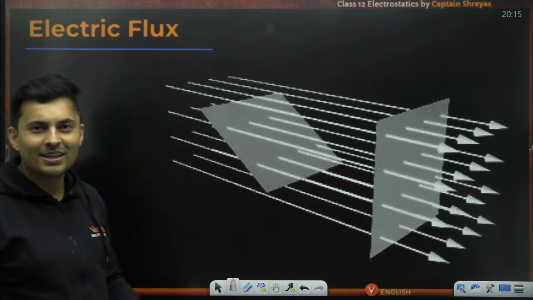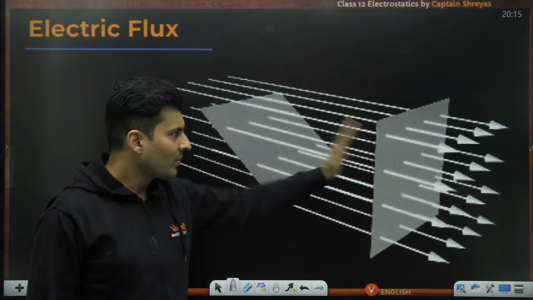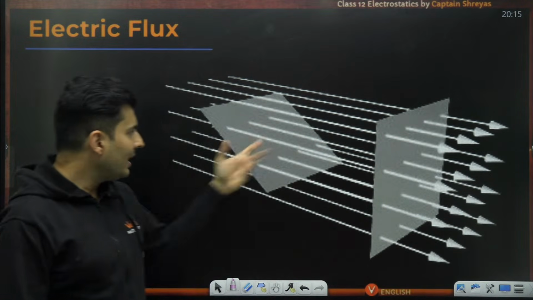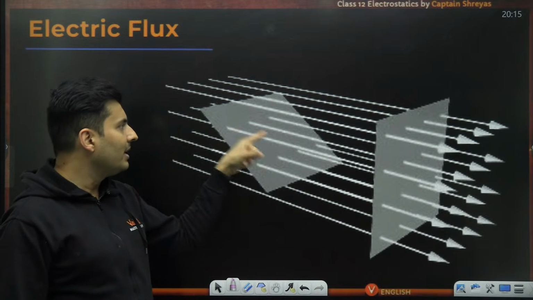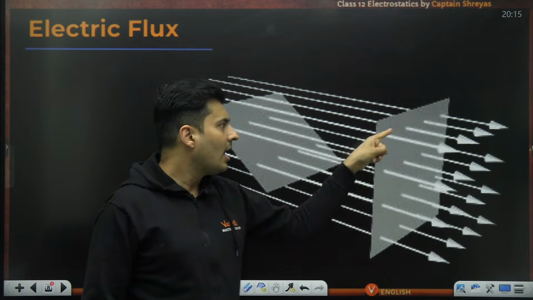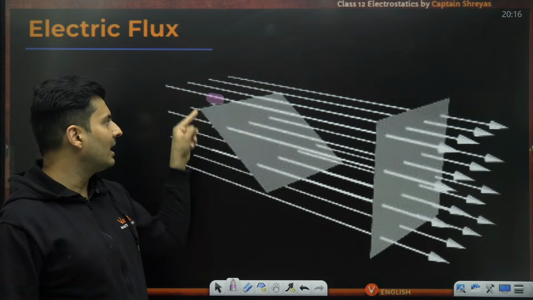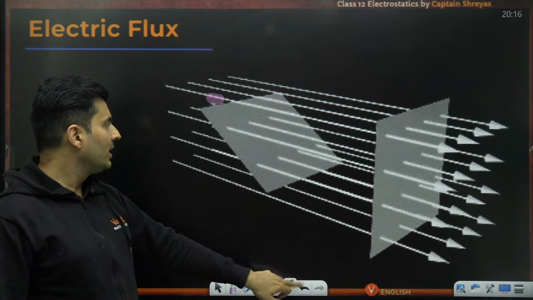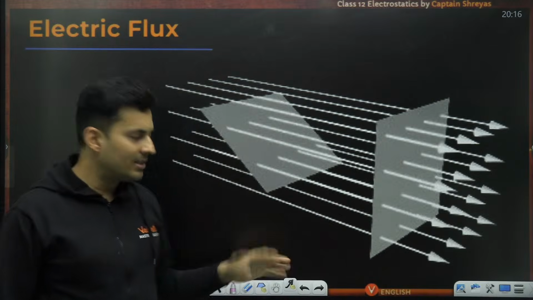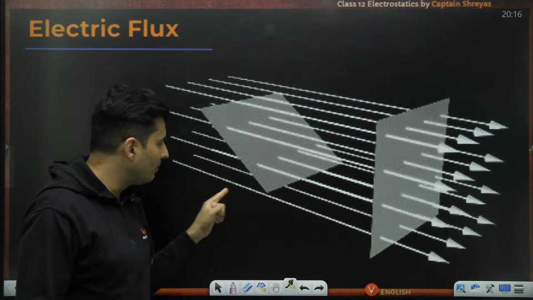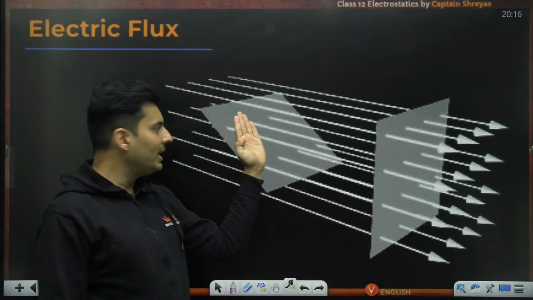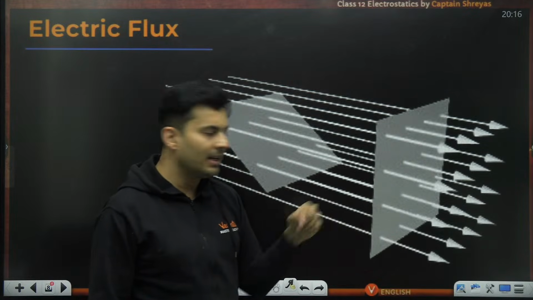Observe this carefully. The same sheet is vertical like this, and I tilt it. Can you see, the moment I start tilting, earlier these lines which were piercing this area are now beginning to miss that particular sheet. In fact, those lines from below also, which were earlier piercing this big sheet, the moment I tilt it, they are missing it out.